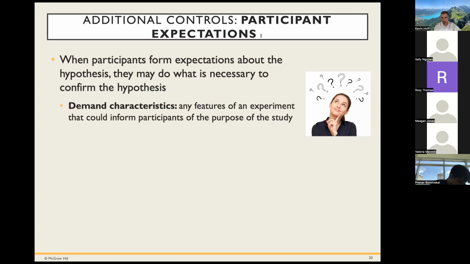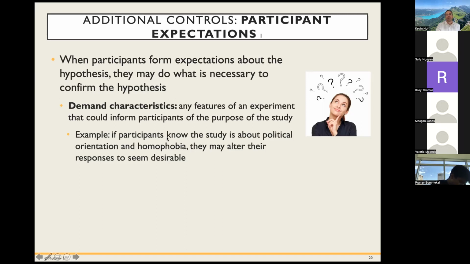So this term demand characteristics basically means any feature of an experiment that could inform participants about the purpose of a study. That could be found in the informed consent form. Or it could just be whatever procedures they're going through that give away what's being studied. So if I was setting up a study about political orientation and homophobia, and all of the questions on the survey were about these two things, participants might figure that out and alter their responses in some way.